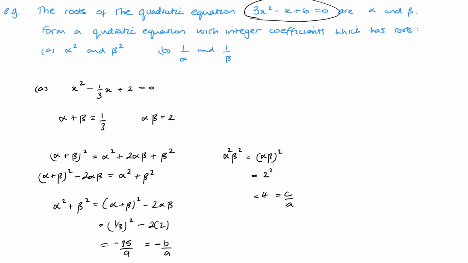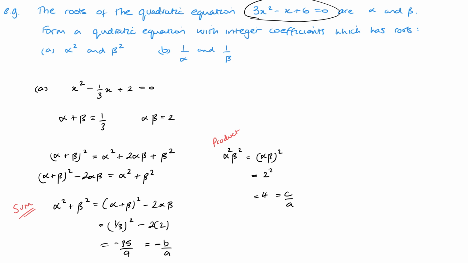To sum up what I'm doing here, just to make sure there's no confusion, we had our original roots and the original sum and the original product. We now need a sum and a product in terms of alpha squared and beta squared. Using this we can get the sum, the sum of the roots. And then we need alpha squared times beta squared for our product. So all we're doing is creating the same as what we got here, but in terms of alpha squared and beta squared.